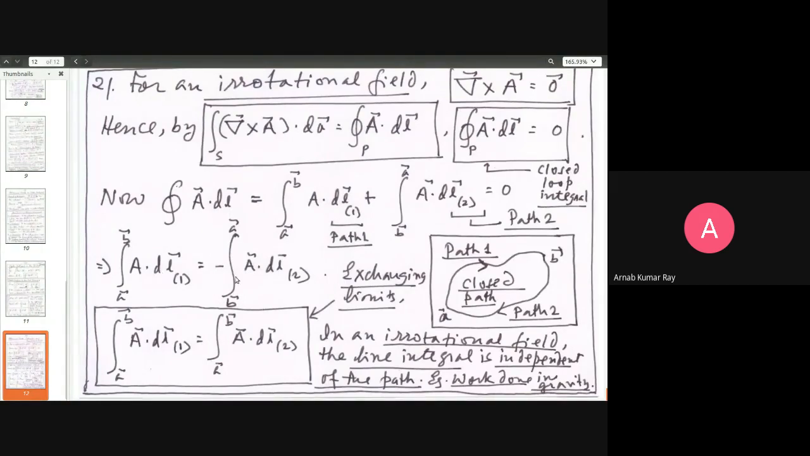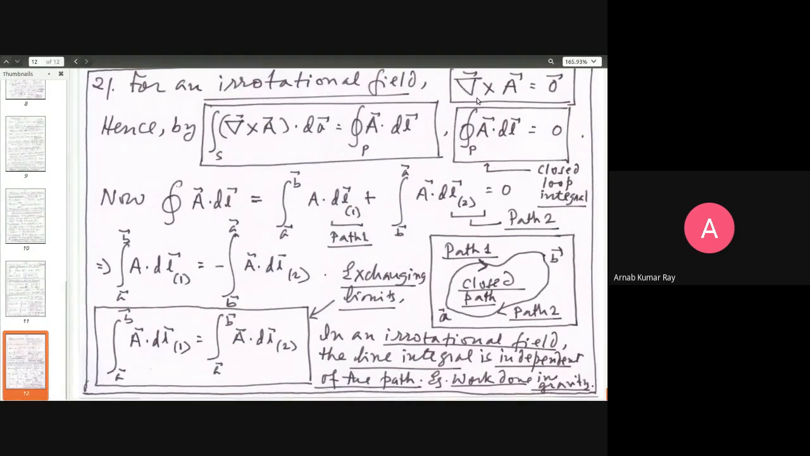Next, what we do is that we eliminate the minus sign by exchanging the limits. Instead of writing going from B to A, we are writing it is going from A to B, but then when we exchange the limits, the minus sign goes away. I hope you are aware of this basic idea of definite integrals within limits. So that is what we have done. So if we have done this, then this is the result as written here. In an irrotational field, the line integral is independent of the path.